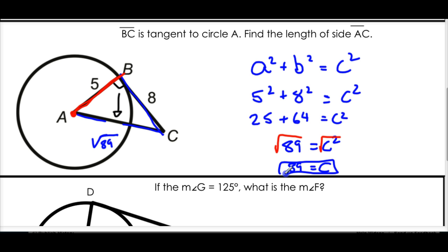Did I not put that square root? Silly me. All right, cool. So AC is equal to the square root of 89. Thank you very much, tangent theorem.